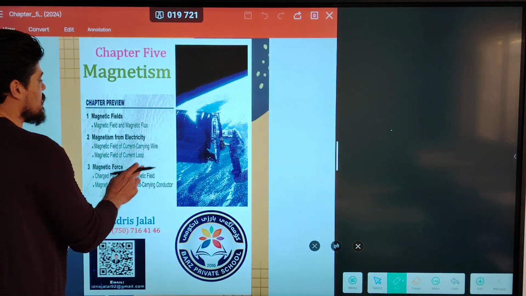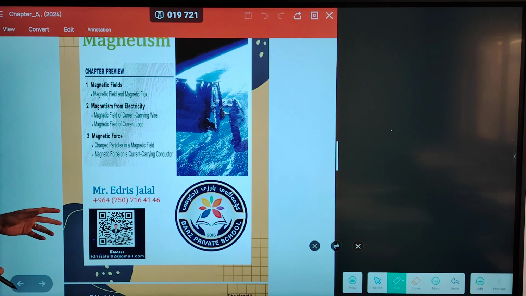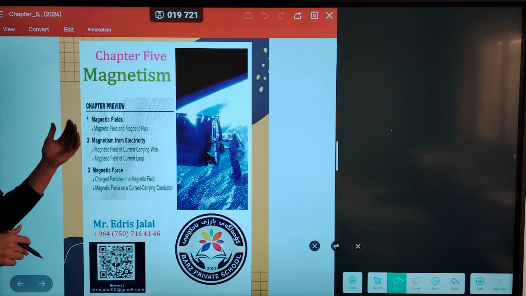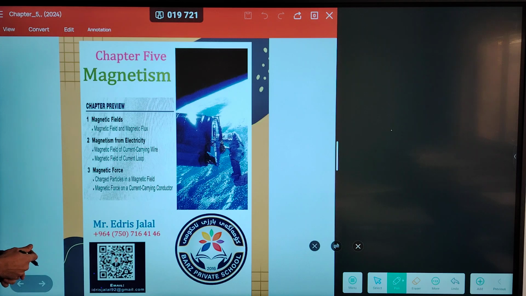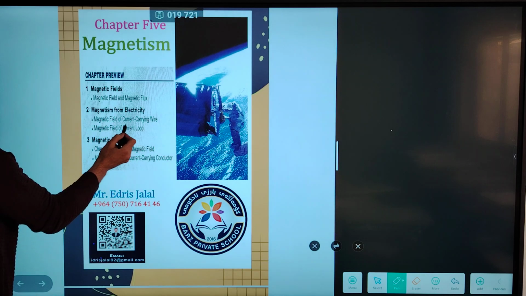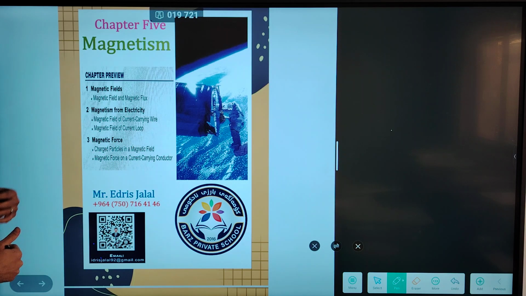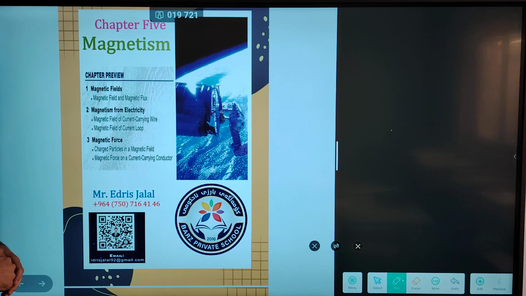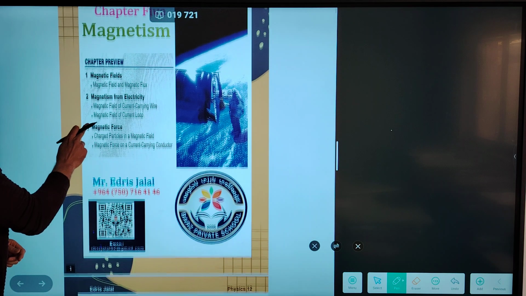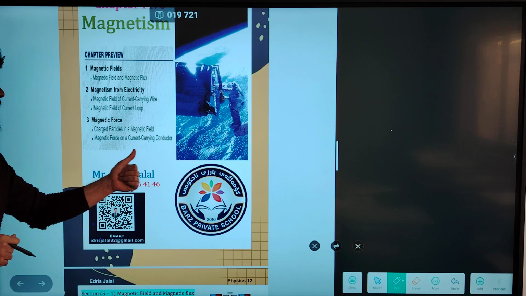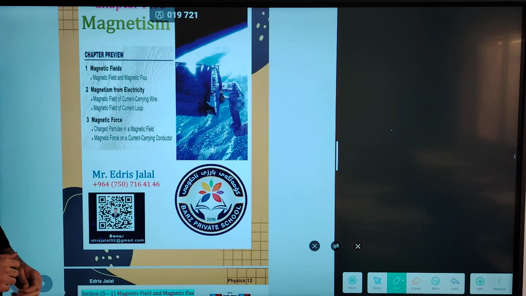Before starting the lesson, I would like to give you a brief overview of this chapter. In chapter 5 about magnetism, we have 3 sections. Section 1 is about the magnetic field and magnetic fluxes. In section 2 we have 2 topics: magnetism from electricity. The first topic is about the magnetic field of a current carrying wire and the magnetic field of a current loop, like a circle, and a solenoid. In section 3, we will focus on the magnetic force, charged particles in a magnetic field, and magnetic force on a current carrying conductor.